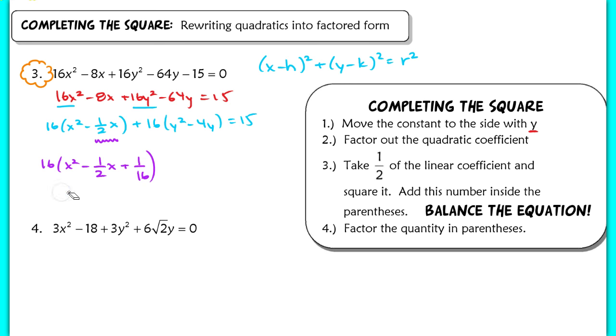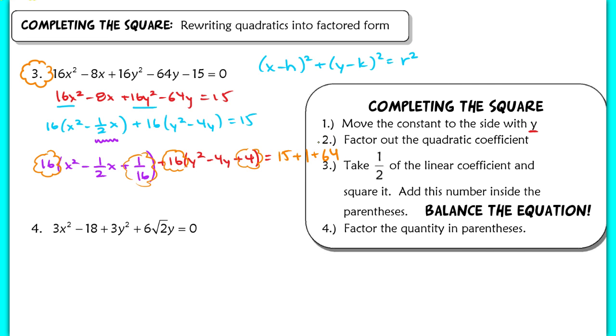Okay, now for the next term, let's do this one in red. We cut that 4 in half and square it. So 4 cut in half is 2. Square it, you get 4. And here comes the part where students will make the most mistakes. Make sure you balance your equation. So on the left-hand side, what we actually added to this equation is 16 times 1/16. So we have to add 1. And then from the second portion here, what we actually added was 16 times 4, which is 64.